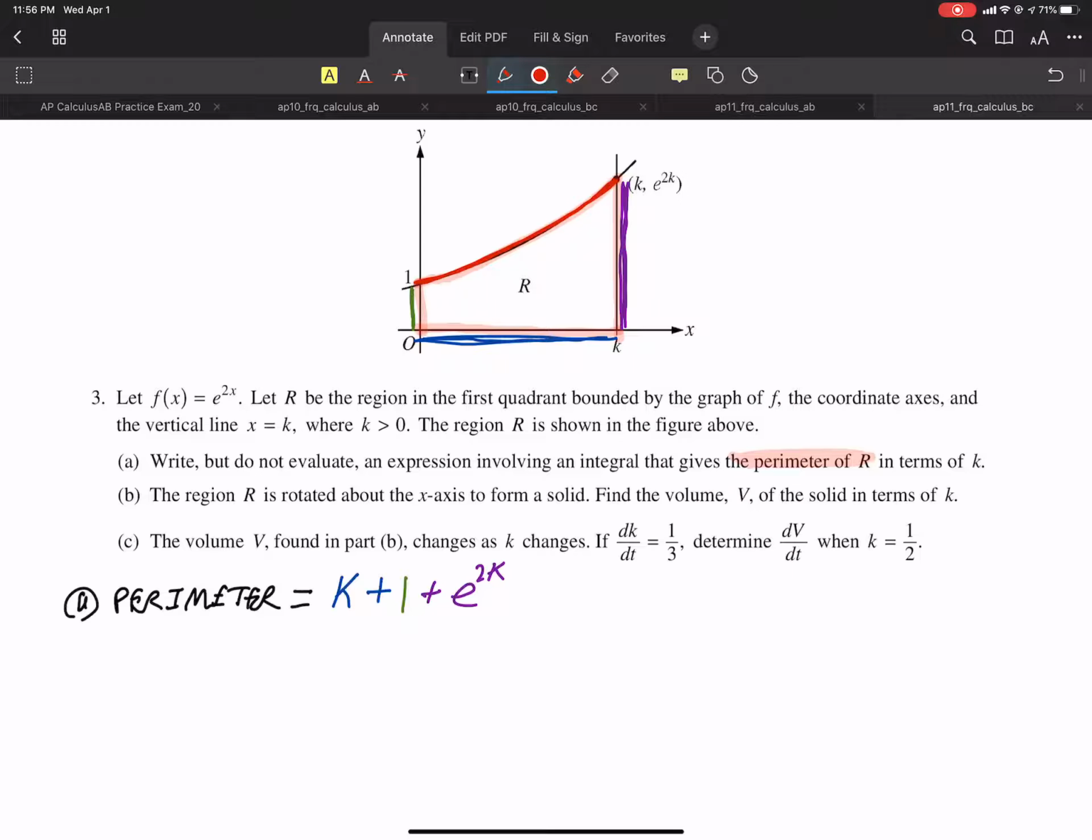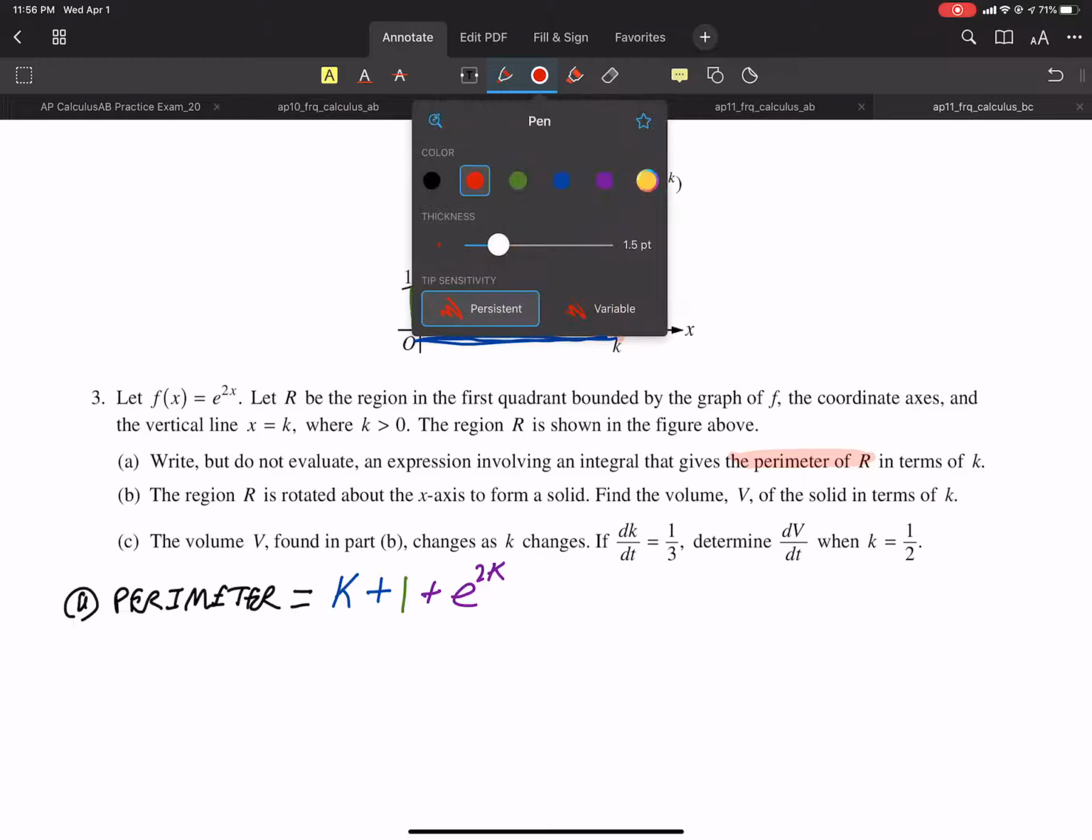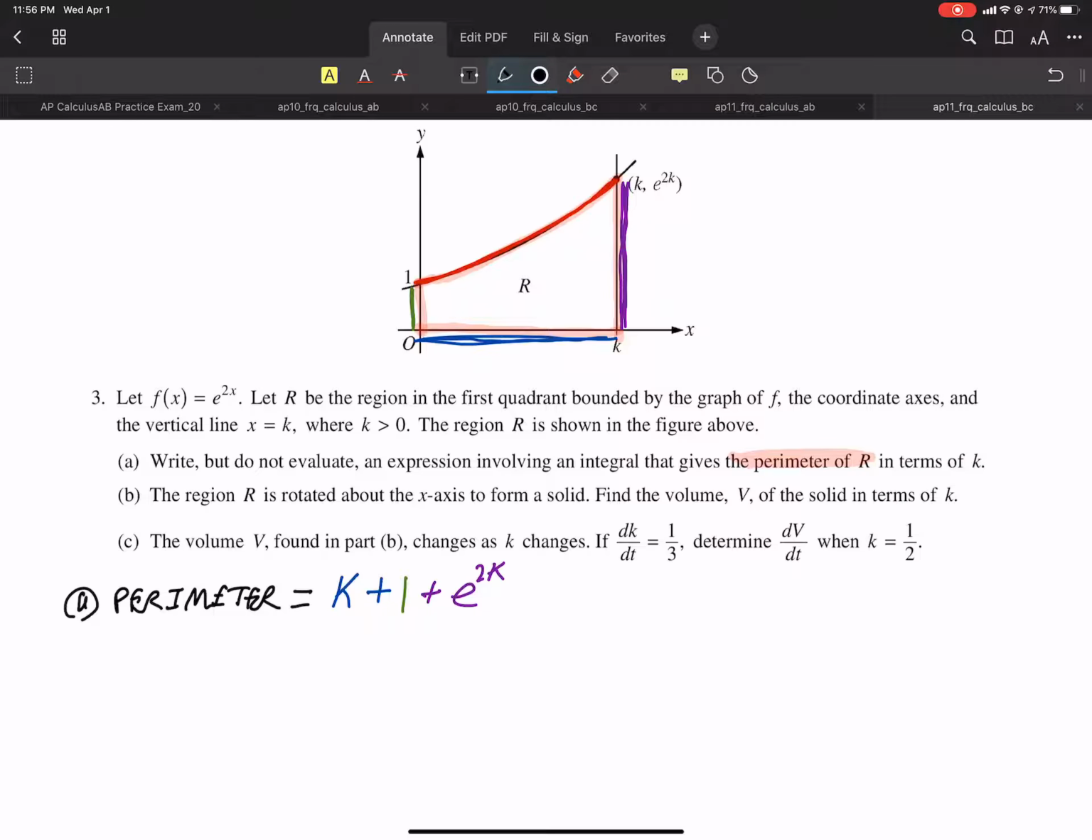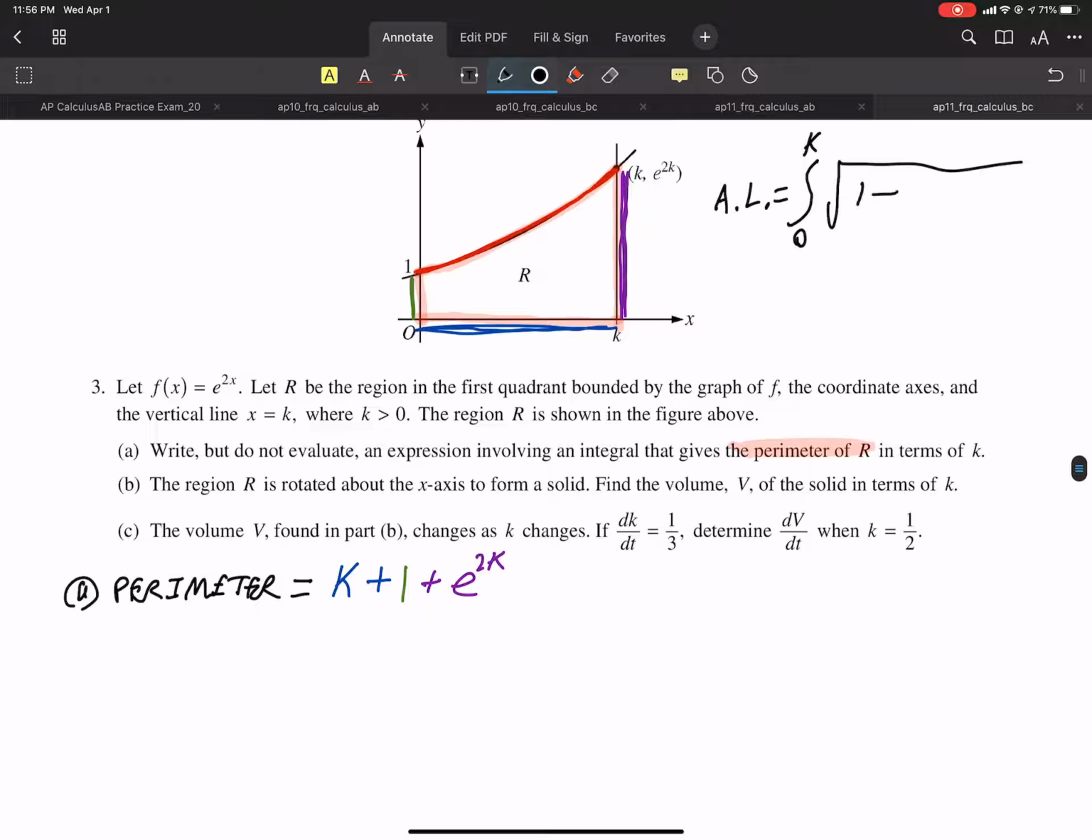Hopefully you all remember the formula for an arc length. So you have an arc length of a parametric, arc length of a polar, but those aren't being tested. But this is an arc length of a simple function. So arc length, as a reminder, is the integral of the square root of 1 plus f prime of x squared dx. So we would add integral from 0 to k, square root of 1 plus.